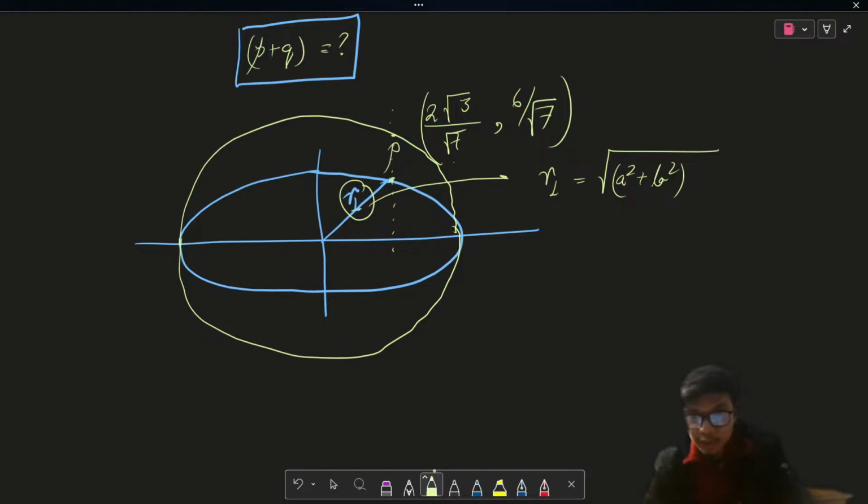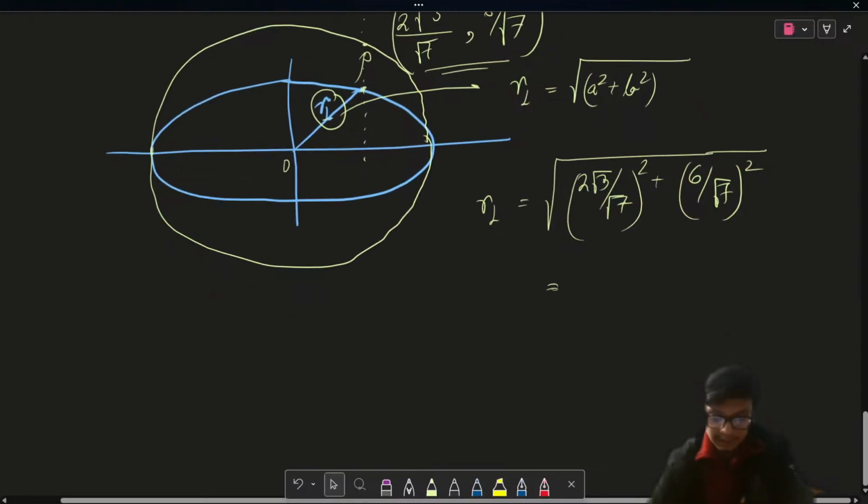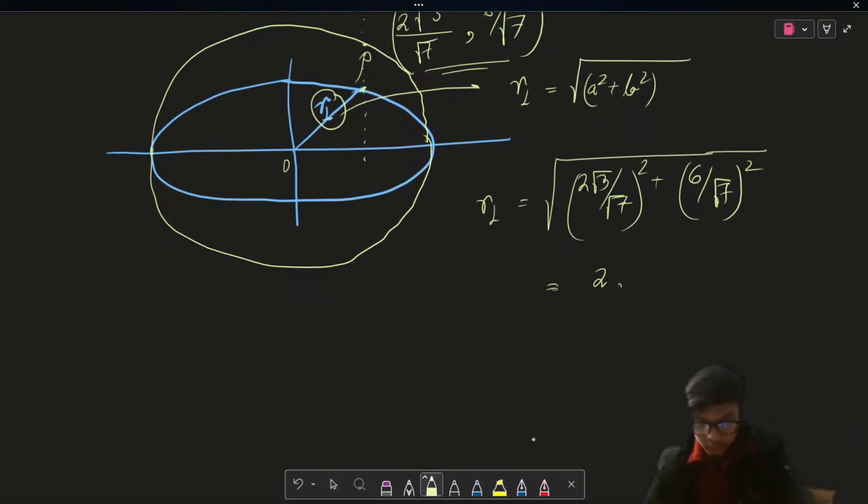So if I have this point P, and the radial distance of this point P from the origin is given as r1, I can find r1 as the square root of (2 root 3 by root 7) whole square plus (6 upon root 7) whole square, and that will turn out to be 2 square root of 12 upon 7, right?